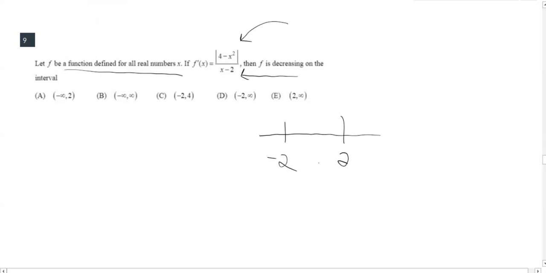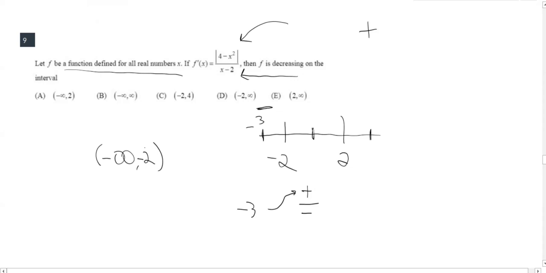So I know that I can check values before, between, and after. So if I check -3, I know the numerator is always going to be positive because you're squaring it, you're subtracting it from 4. So whether it's positive or negative doesn't matter because you're going to take the absolute value of it. So the numerator is always positive when I plug in -3, okay? The numerator's positive and the denominator's going to be negative, which means this interval is going to be negative. So -infinity to -2.